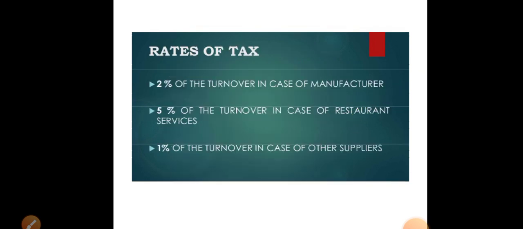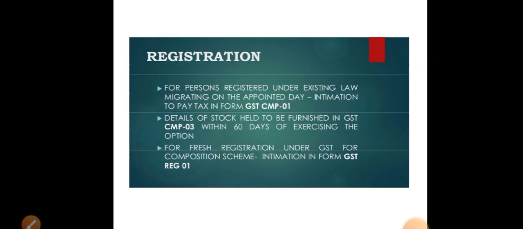Rate of tax: 2% of turnover in case of a manufacturer. 5% of turnover in case of a person dealing in restaurant services. 1% of turnover in case of other suppliers. So a manufacturer has to pay 2% on their turnover as GST to the government. If you are involved in restaurant service, 5% on the turnover has to be paid as GST to the government, and 1% of turnover in case of other suppliers. Apart from this, for any supply of goods only, not services, 1% GST has to be paid.